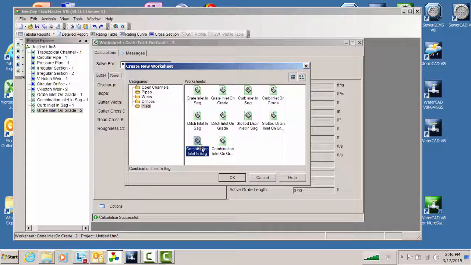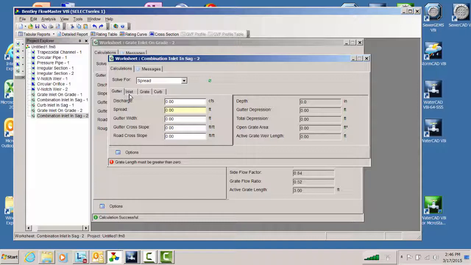So we have a lot more. We have to specify the gutter characteristics, the inlet characteristics, the grate characteristics, and the curb inlet characteristics. So it's quite a bit. So let's just stick with our 1%. We go with the gutter width about the same as last time. We did 1.5 at the end.